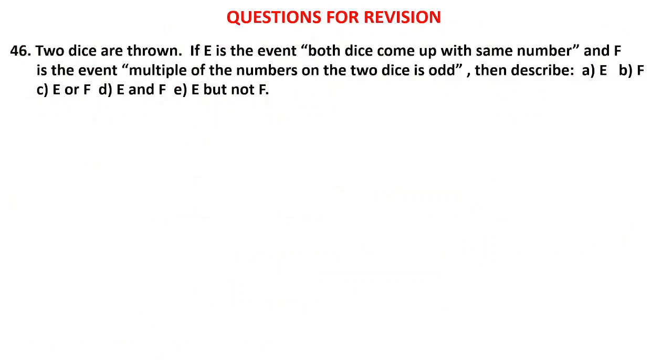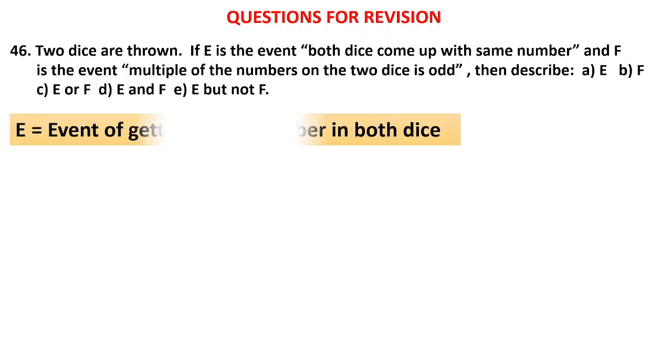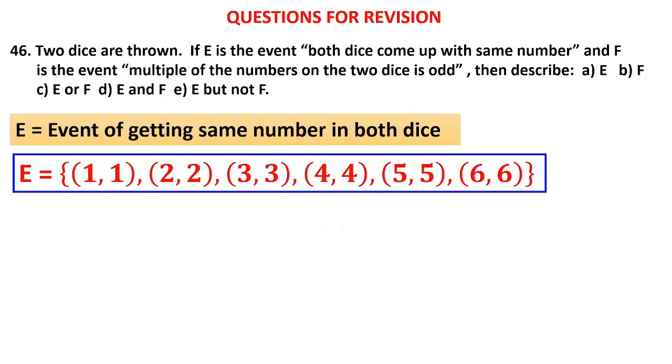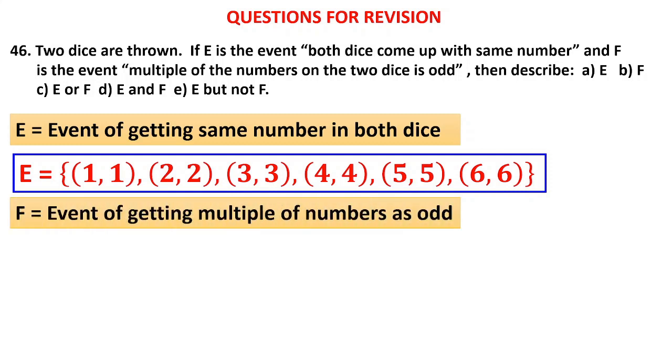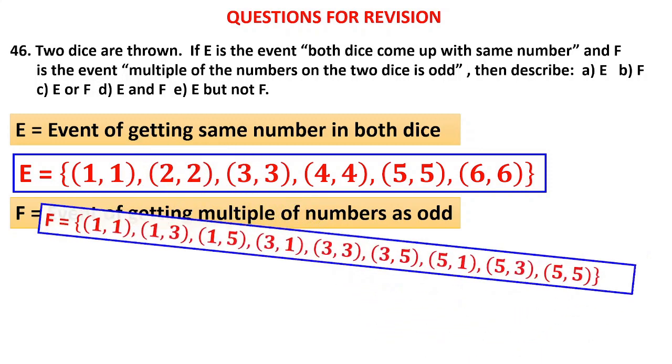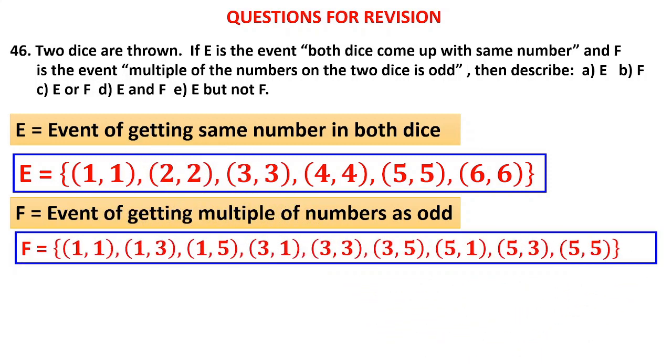Let us move on to question 46. Two dice are thrown. You have been given E and F. You have to get the event spaces and you have to describe them. Well, E is the event of getting the same number on both dice: 1 1, 2 2, 3 3, 4 4, 5 5, 6 6. They are always called a doublet. F is getting the product of the numbers as odd. When you multiply, you should get odd. 1 into 1 is 1, 1 into 3 is 3, 1 into 5 is 5, 3 into 1 is 3, 3 into 3 is 9, like that. I have collected only those elements out of 36 where the product is odd.